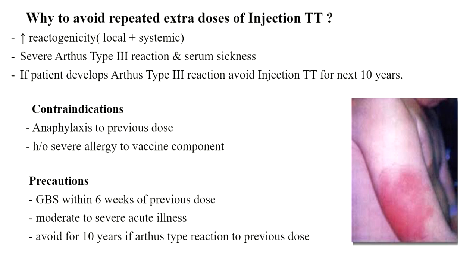Nowadays we can see it is a common scenario: every other patient with some injury comes to your clinic and asks directly for injection TT. So why are there recommendations to avoid repeated extra doses of injection TT? We should know that repeated extra doses than recommended will cause increased reactogenicity, leading to local and systemic side effects. This can cause a severe Arthus type 3 reaction and serum sickness.